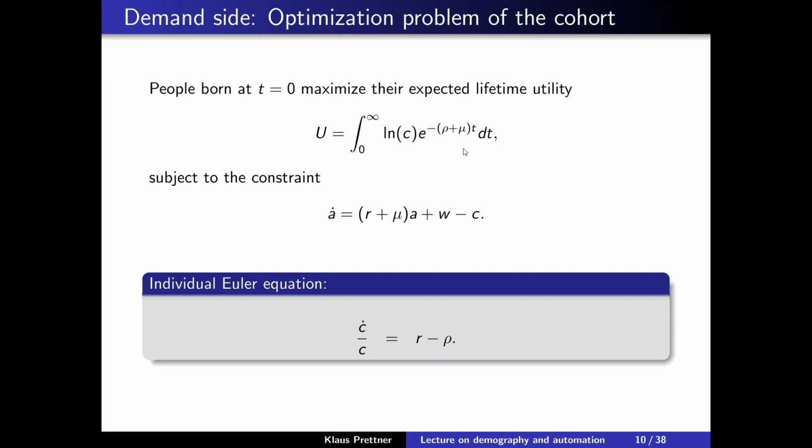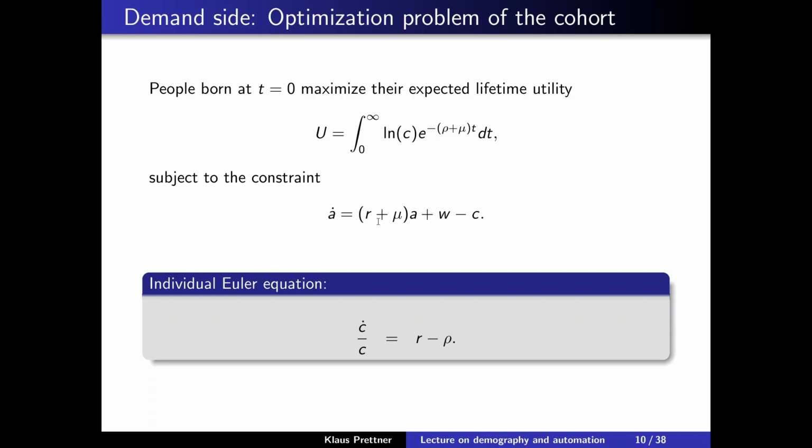Potentially, although the individuals face a risk of death, subject to the constraint that asset accumulation is determined by saving, where saving is the difference between income, which consists of asset income and labor income, and consumption expenditures. If this is positive, people save, and therefore their assets accumulate, and the time derivative of A is positive, so the change in assets is positive. If, by contrast, the consumption expenditures are higher than asset income and wage income, then assets would decumulate, people would run down their assets, and the time derivative of A would be negative.